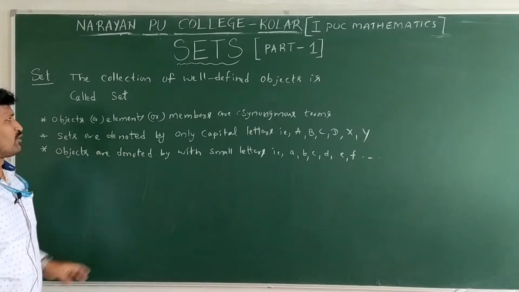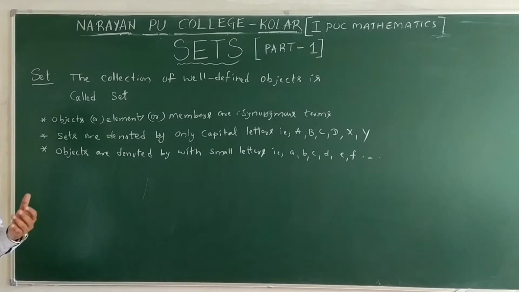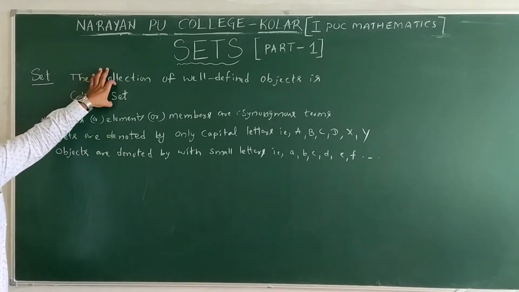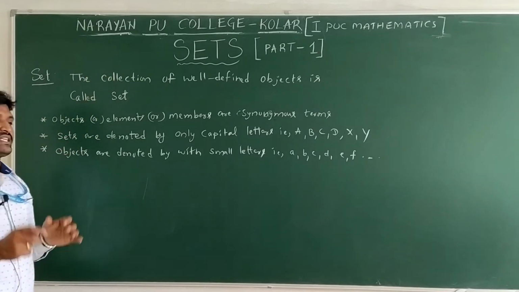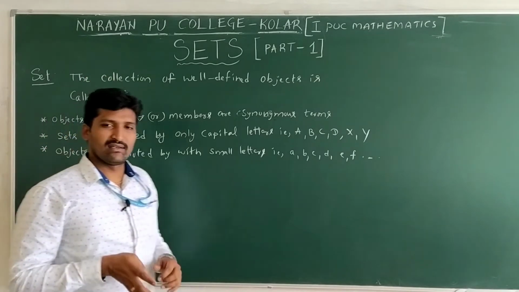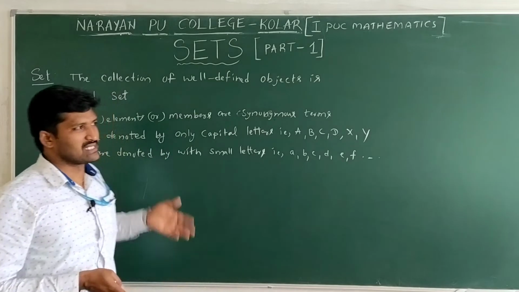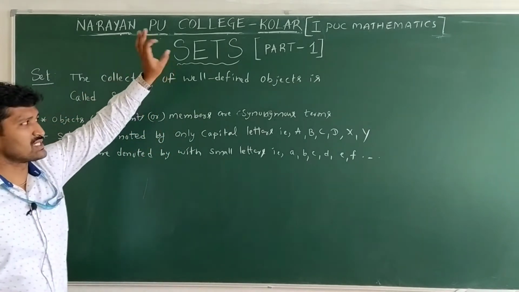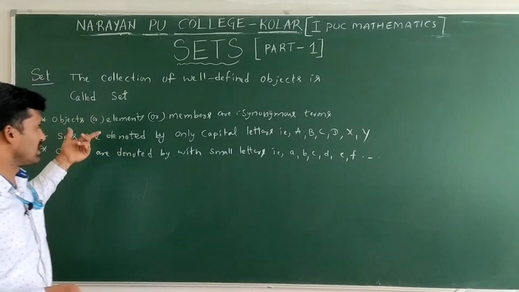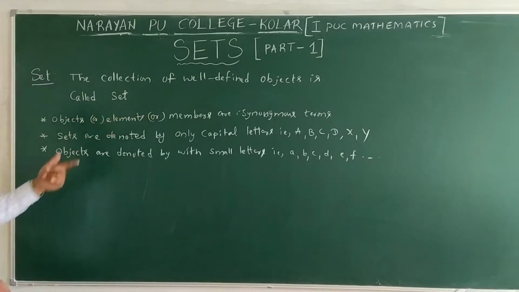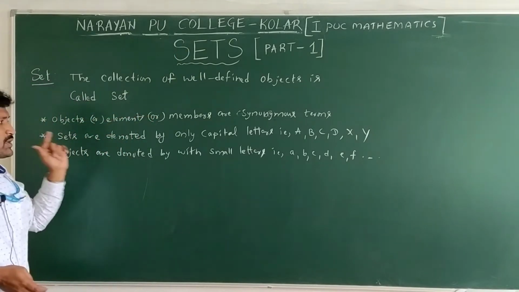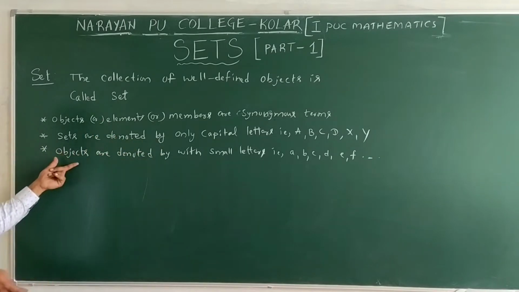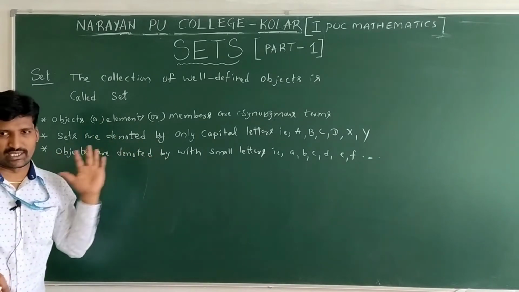And that is the simple meaning of set. General examples for set: anything in the living world, a set of balls in a bag. These are all simple examples for set. Objects, elements, members are synonymous terms; you get the same meaning from these three terms. Sets are denoted by only capital letters and objects are denoted by small letters.